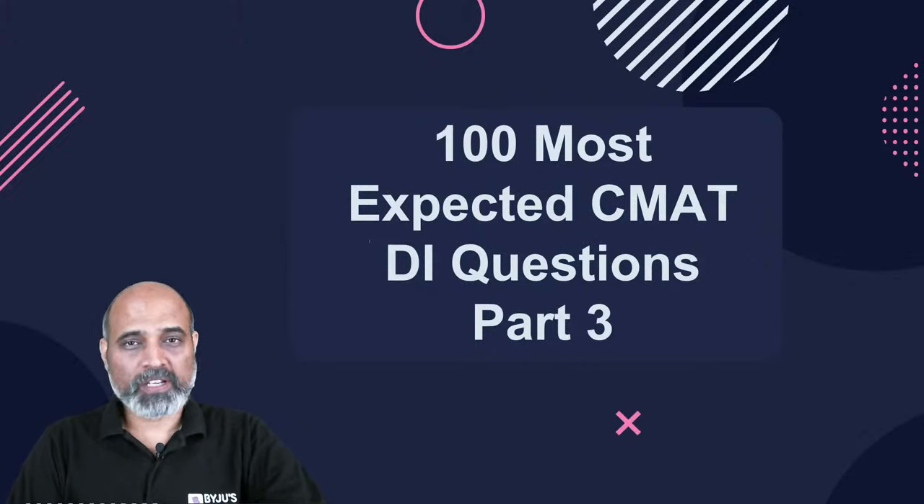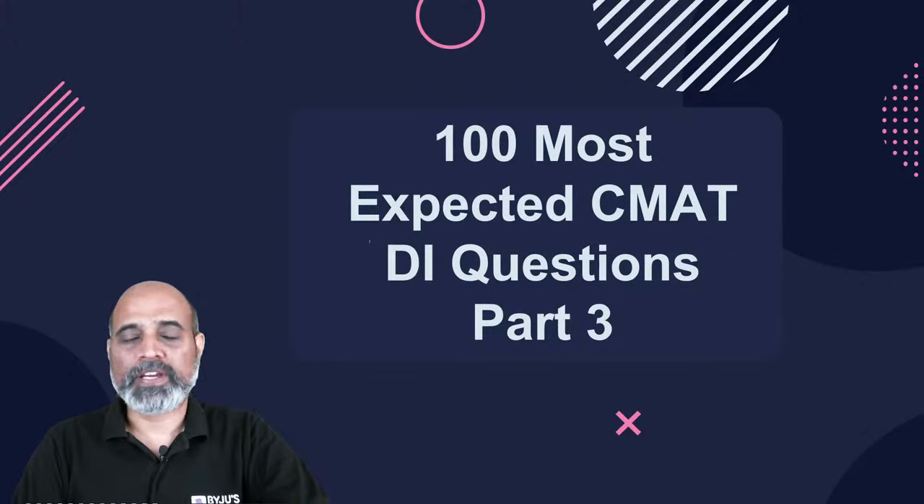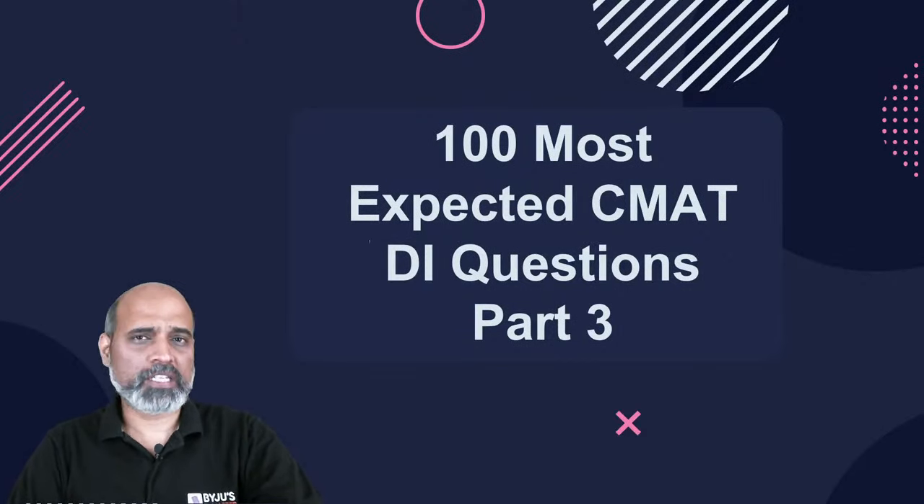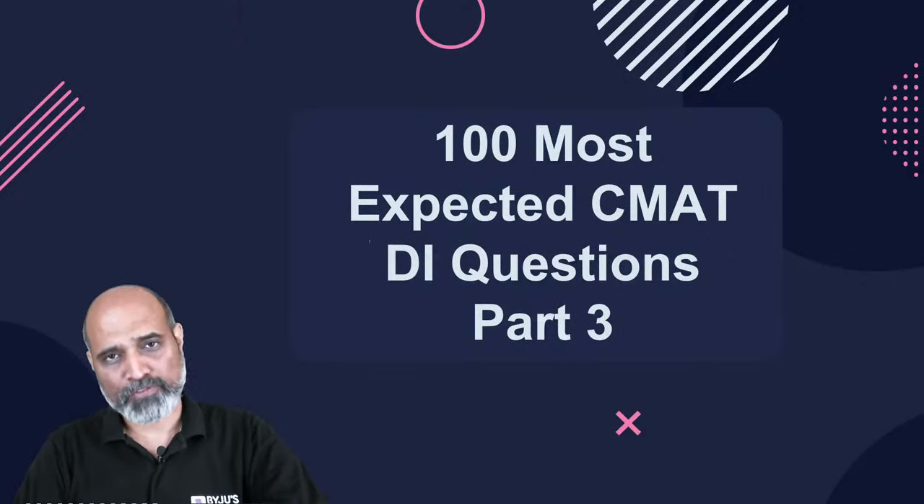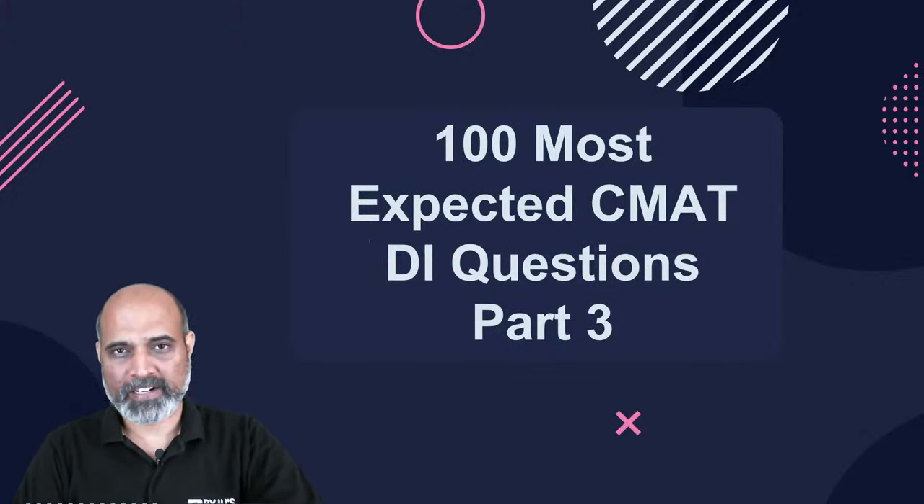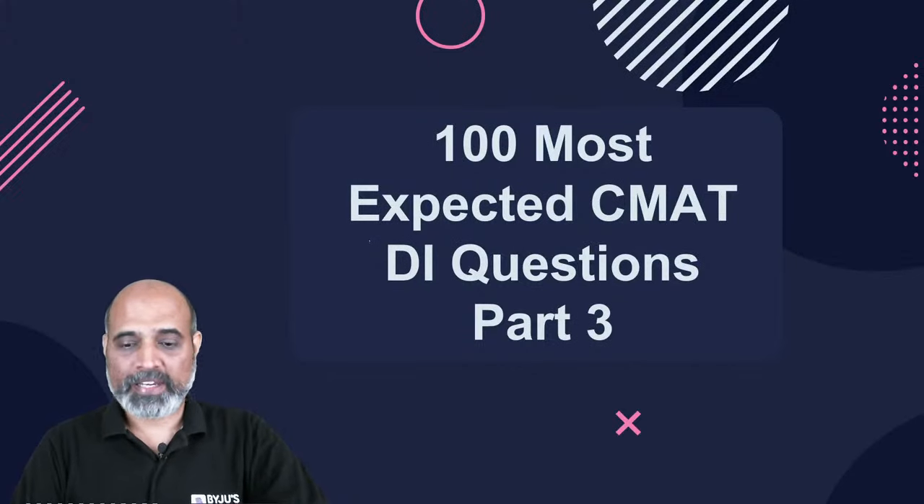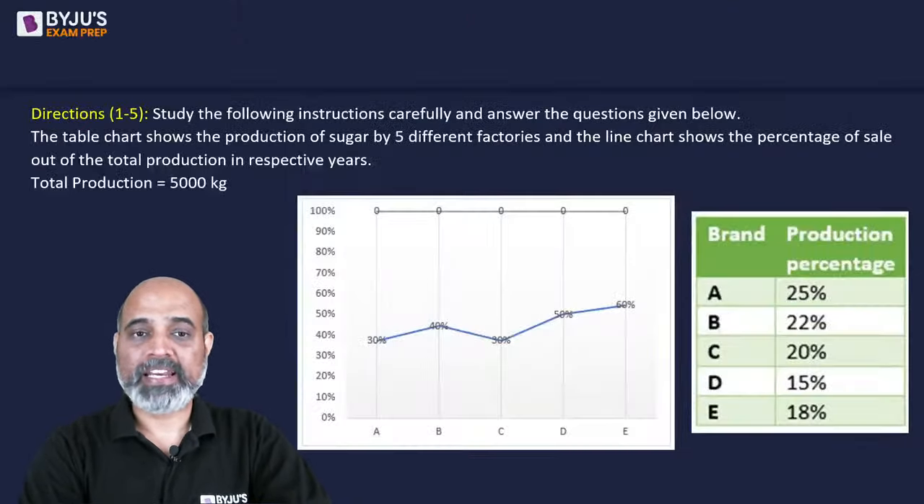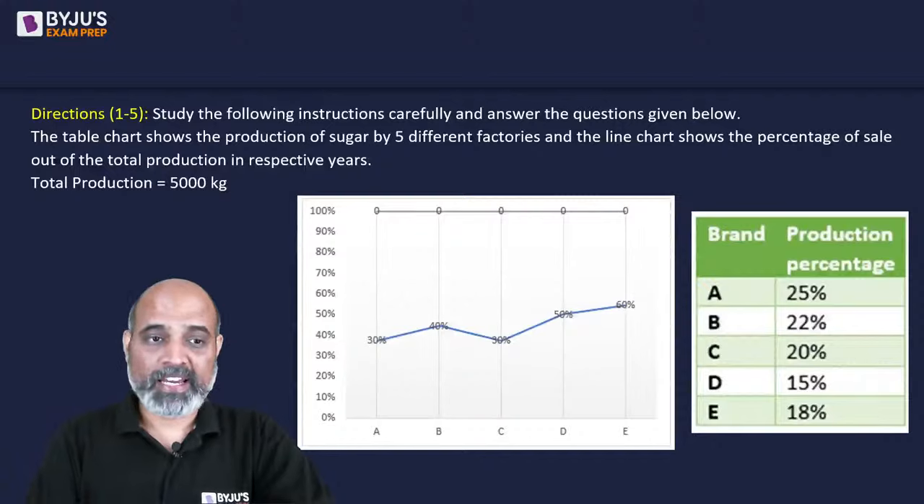As usual, in all the parts, we'll be solving at least 2 sets of DI, and we will see how we can attempt the sets quicker and faster. How do we analyze the given pie chart, tables, bar graphs, line graphs, and so on. Let's quickly begin, and don't forget to give a like.